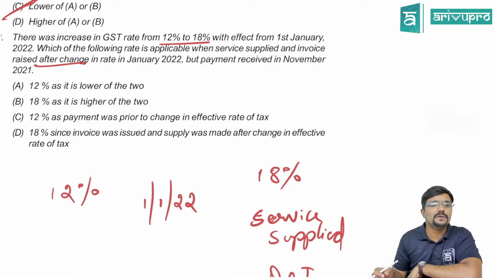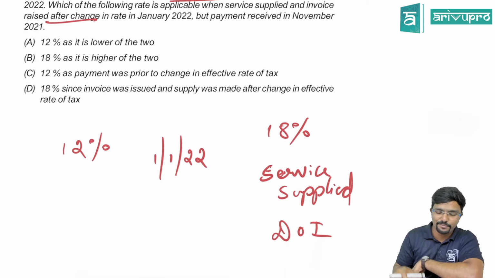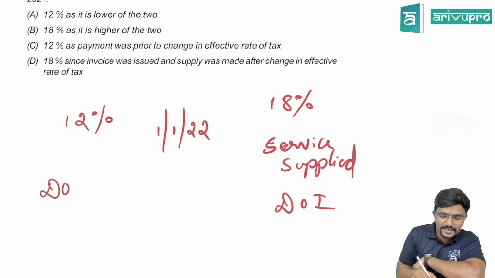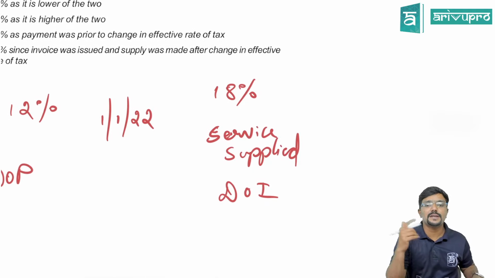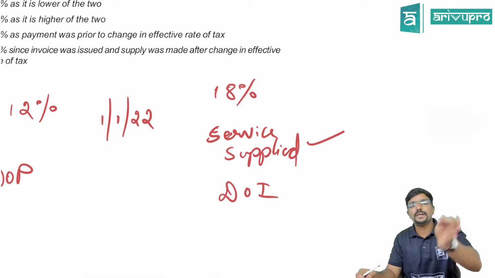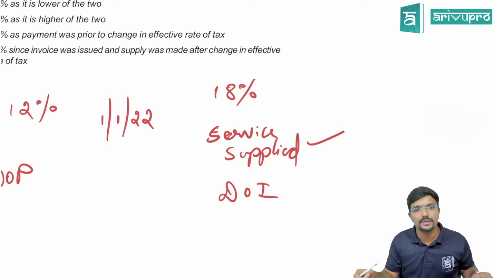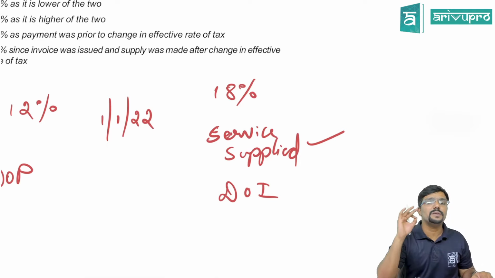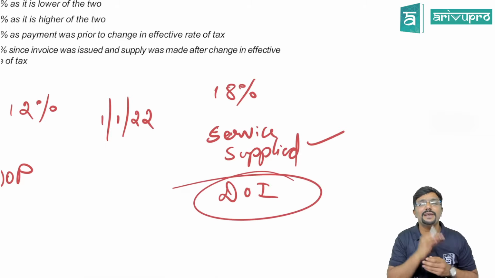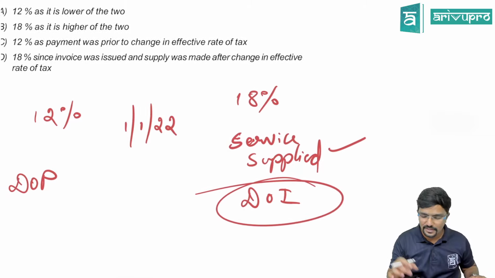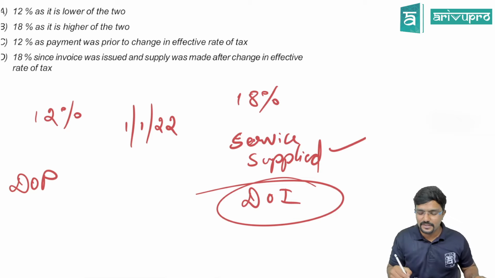Service supplied and invoice raised after the change in rate, but payment is received in November. So the date of payment is before the change. Come on. First, where is the service falling? The service is rendered after the change. Check which is falling on that side. That is the date of invoice. So what will be the time of supply? Date of invoice, guys. So the time of supply would be the date of invoice.